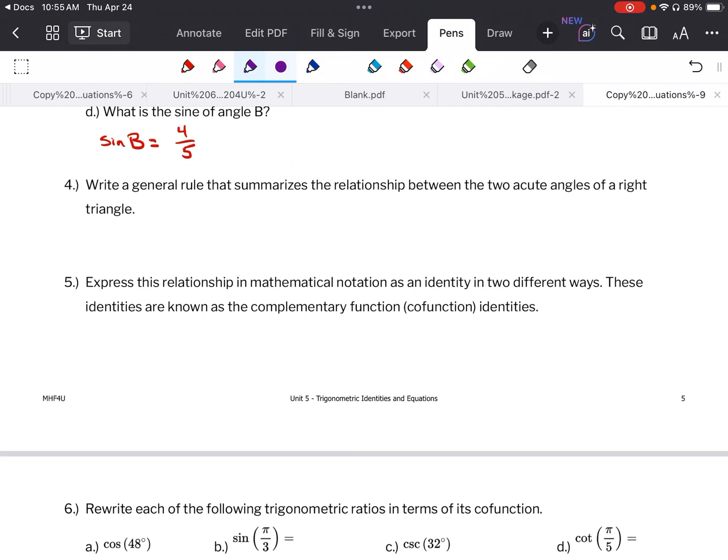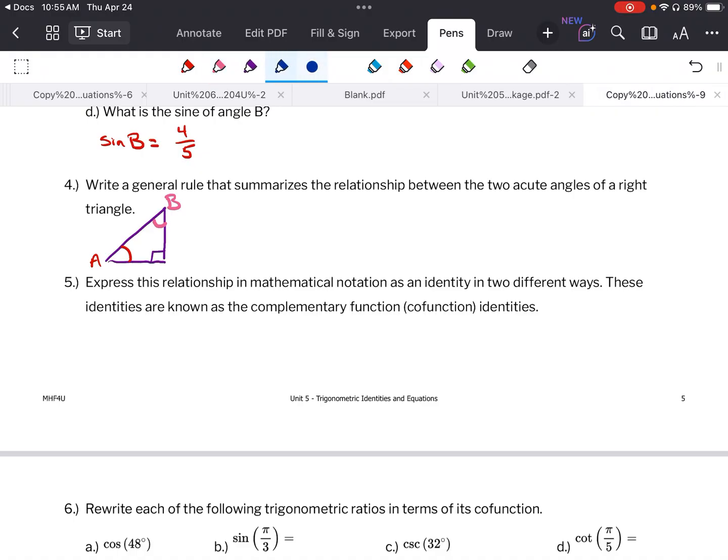Write a general rule that summarizes the relationship between the two acute angles in a right triangle. Okay, so you have a right triangle here. So the two acute angles, we have one here, one here. Let's just call them A and B.